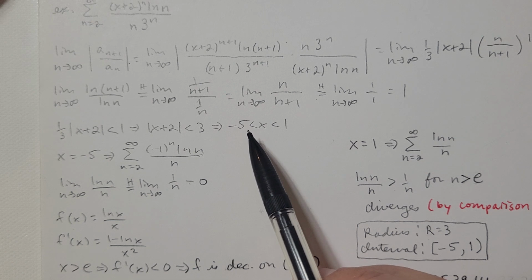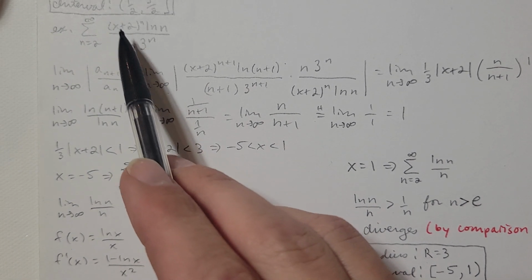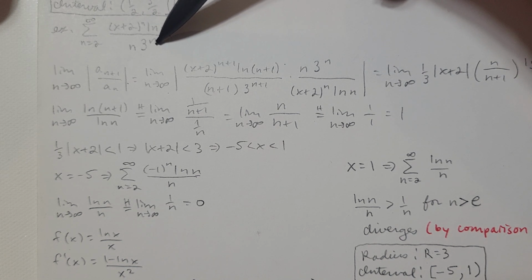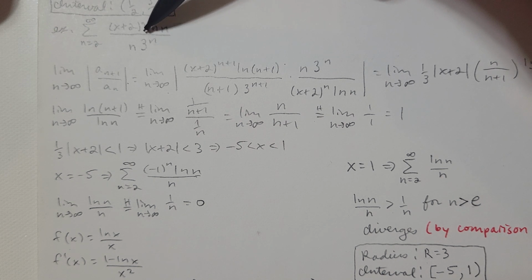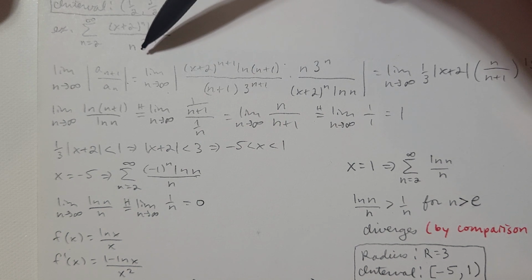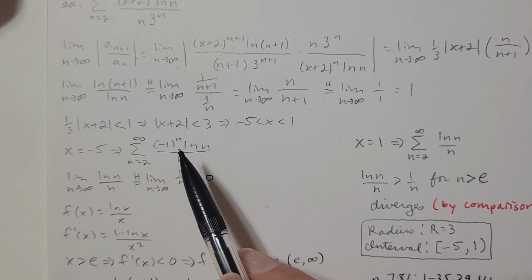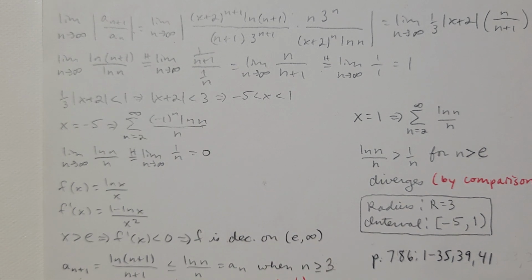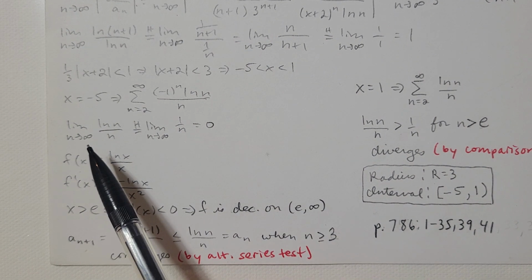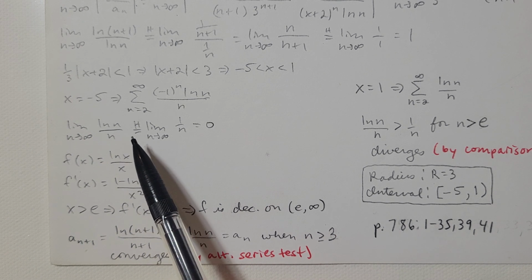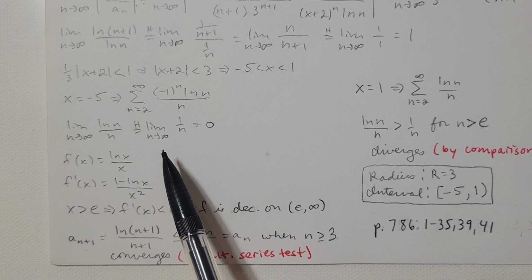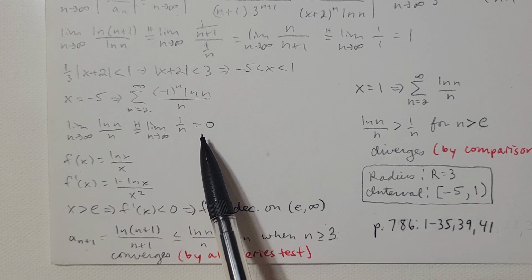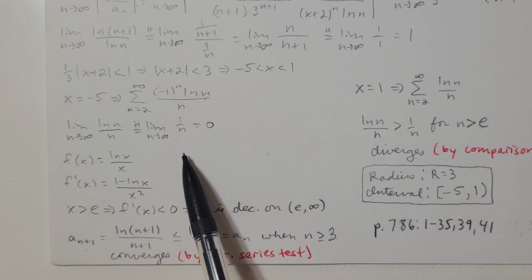So check the left endpoint there. When x is -5, I have -5 plus 2, that's -3, to the n, divided by 3 to the n. That's -1 to the n, times the ln of n divided by n. And with that -1 to the n term, that's kind of a giveaway to use the alternating series test. So the limit as n approaches infinity of the ln of n divided by n, using L'Hopital's rule, is the limit as n approaches infinity of 1 over n divided by 1. That's 0. So condition 1 is satisfied with the alternating series test.